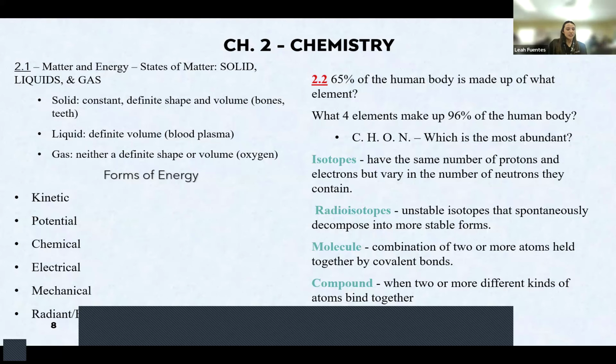Okay. Electrical energy is the movement of charged particles. In our body, our nervous system uses electrical currents to transmit messages, right? So our brain telling us a part of our leg hurts, our heart using electrical energy to contract. Mechanical energy is energy directly involved in moving matter. So, lifting weights.